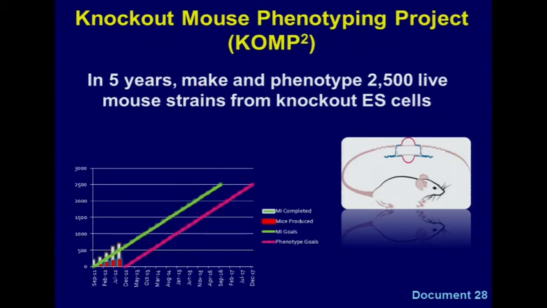The graph shown here shows program progress to date. Note that the early phase has emphasized the generation of the mouse strains themselves following microinjection, which is mostly on track. The phenotyping of those mice kicks in later this year, so we'll start tracking the goals of this component, which are shown in pink, in the near future.